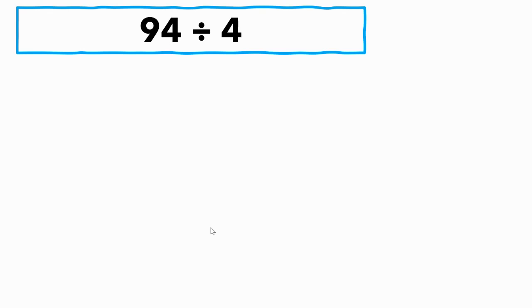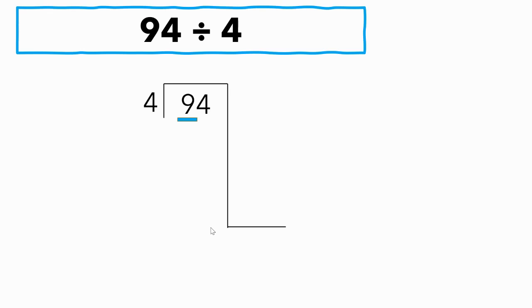Let's try one more problem together. Here we have 94 divided by 4. The first step is to draw a partial quotient symbol. 94 is our dividend, so it goes in the middle, and 4 is our divisor, so it goes to the left. The biggest place value in 94 is the tens place. We have 9 tens, so we're splitting 9 tens blocks between 4 groups.